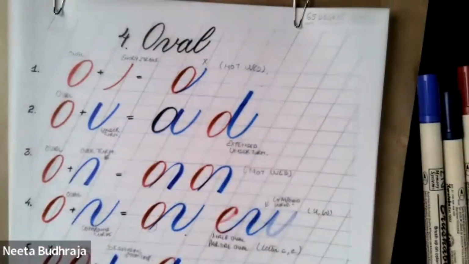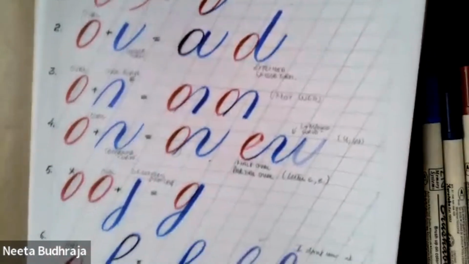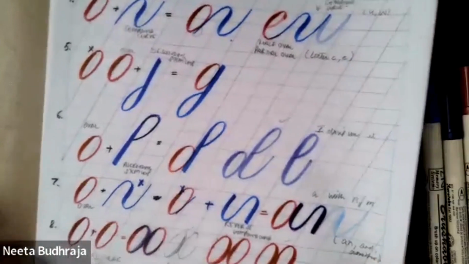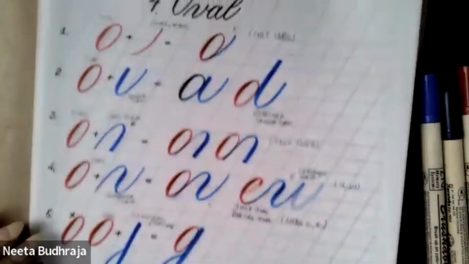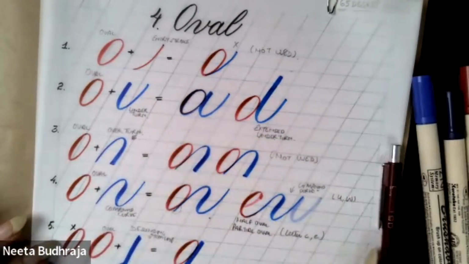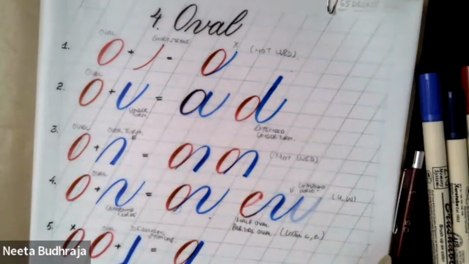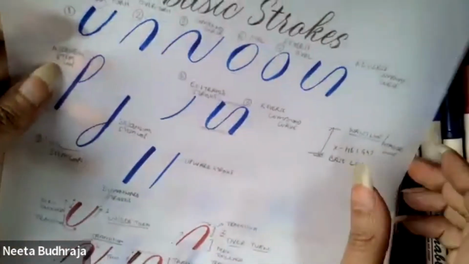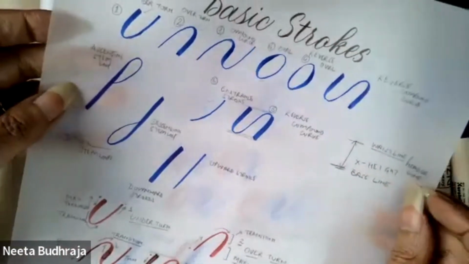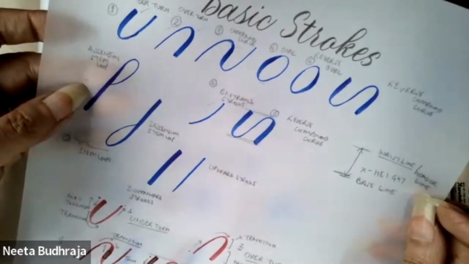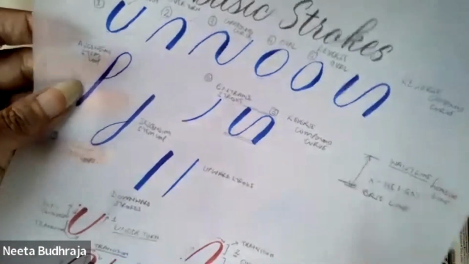So this is all we have done today with our ovals, how the oval is connected to other basic strokes, and what connections or letters they create while combining these strokes with our oval. So bye for now, and I will see you in my next video where we will touch up another stroke and how it is combined with other different basic strokes. So let's do our ascending stem loop in our next video lesson.